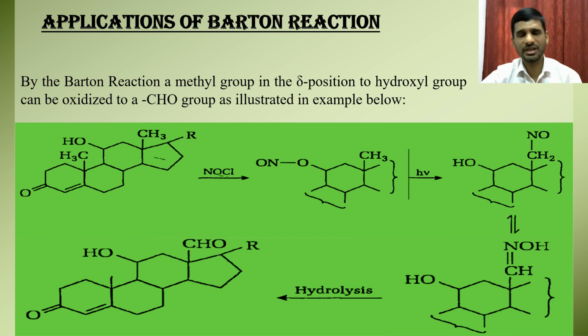So this is one of the important examples of the Barton reaction where a methyl group present in the delta position can be converted into a delta nitroso alcohol, which can be further converted into an oxime, and this oxime on hydrolysis in acidic medium can directly change into an aldehyde group. What is so peculiar about this reaction is that although it is an example of an oxidation reaction, you can see that we have not employed any oxidizing agent throughout the course of the reaction.